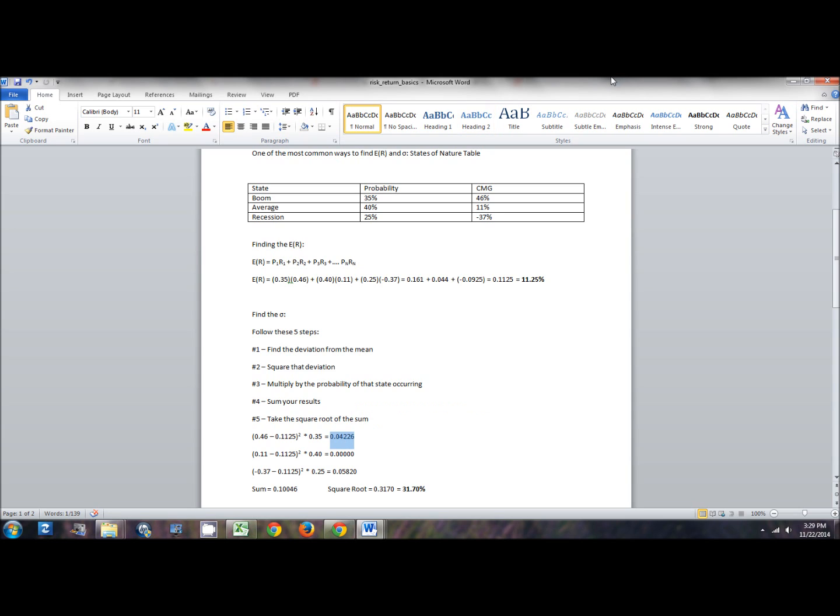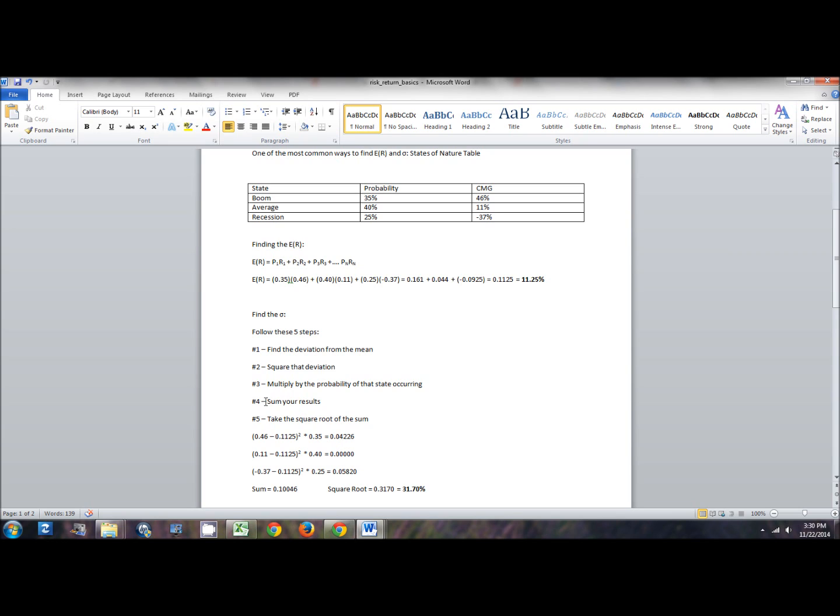So this is the first 3 steps for the first state. So I'm done. I move on to the second state. Same process. There's step 1, there's step 2, there's step 3. That's a very small number. In fact, that number is nothing out to the 5th decimal. It is 0. And then here is the first 3 steps for the third state or the recession state. Once you have these numbers in place, you can now proceed to step 4.